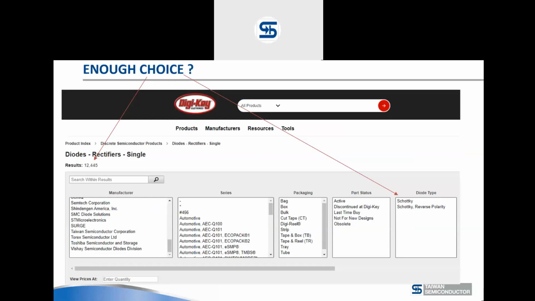Next slide, of course, is how do we go about this? This is DigiKey. You can also go to Farnell and that type of stuff. I just put in diodes, rectifiers, and then chose Schottky, and then you see there are 12,000 products also from quite a few suppliers, including ourselves. So there is certainly enough choice for designers of Schottky diodes.